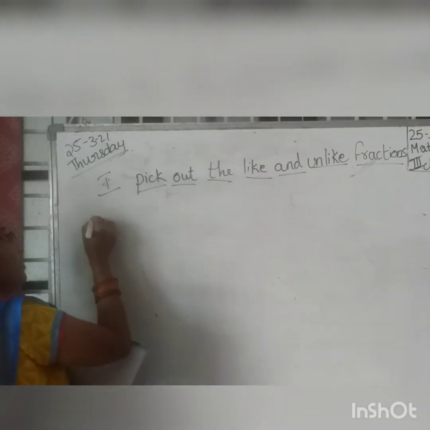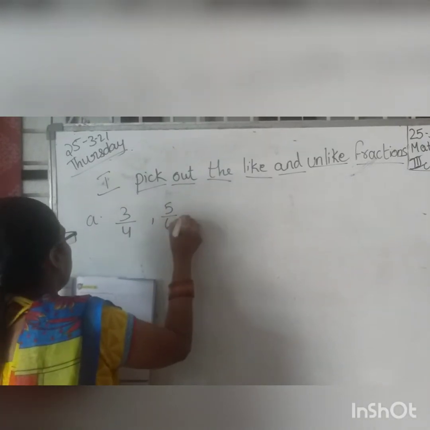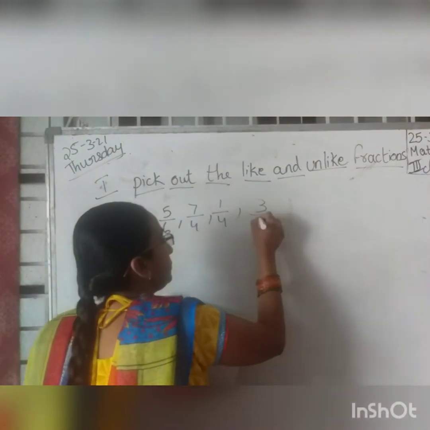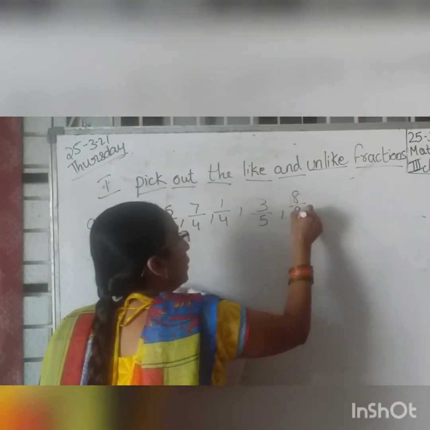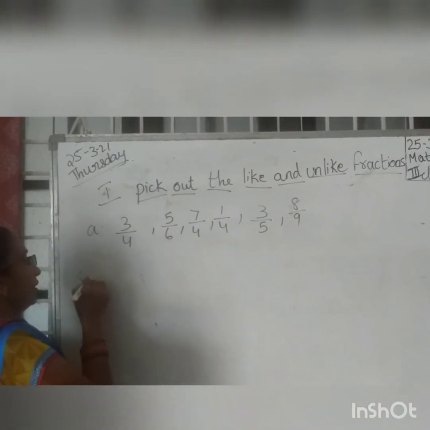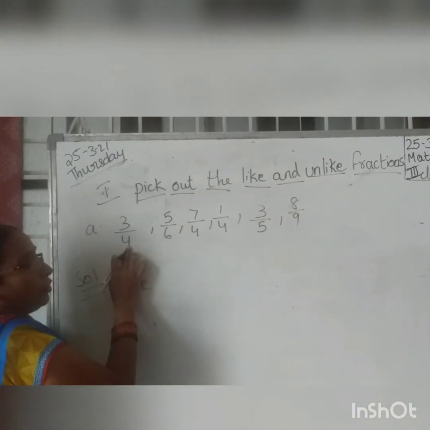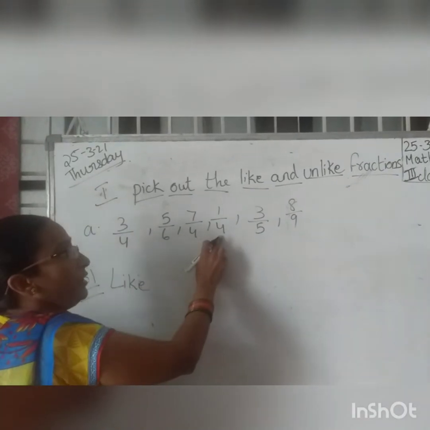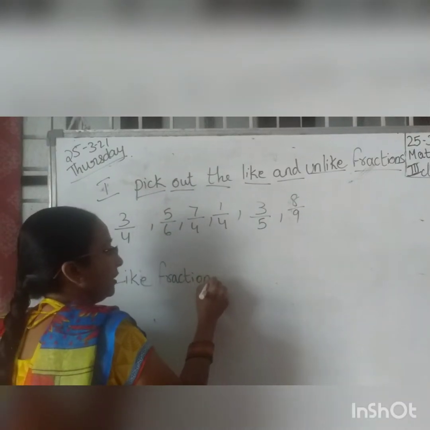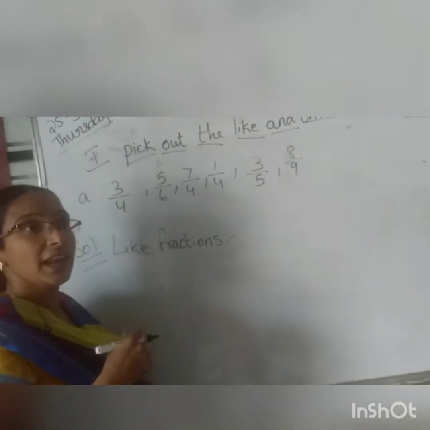See, they gave you these numbers. Here, they are asking you to write the solution. They are asking you to write like fractions. See, here the denominator is 4, here the denominator is 4. These are like fractions because they have the same denominator. The fractions which have the same denominator are called like fractions.